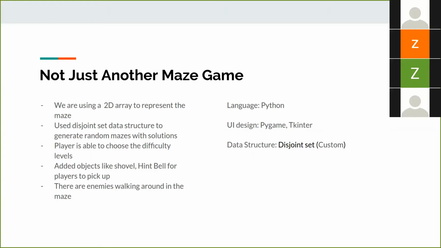And just for our convenience, we will be using Python. For UI design, we are going to use Pygame and tkinter. And for the data structure, we are going to use disjoint set. There is an existing disjoint set package for Python, but we decided we are going to implement our own and use that to generate the maze. Zhou Yang is going to talk about that.